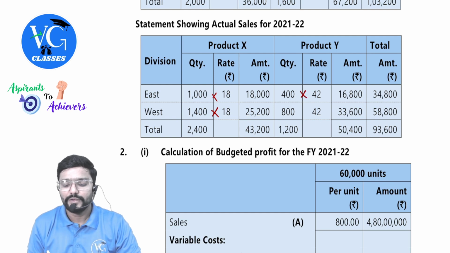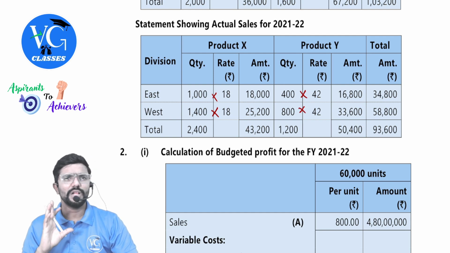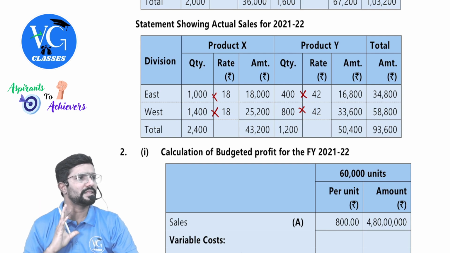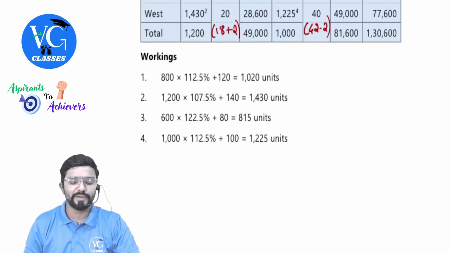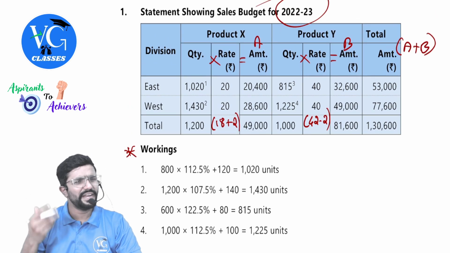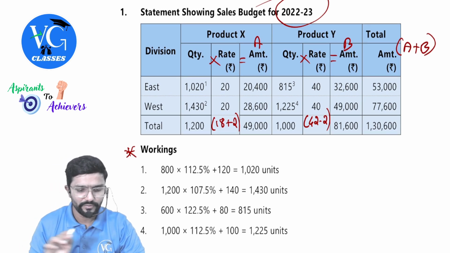Then coming to this side, 400 into 42, 800 into 42. All the data is copy paste of what was given in the first table, guys. Nothing special. Only thing which was important here was this working. Mark a star for that. That's all. Okay, and rate anyway, that is easy only. Okay. Yes, sure. We'll move forward.